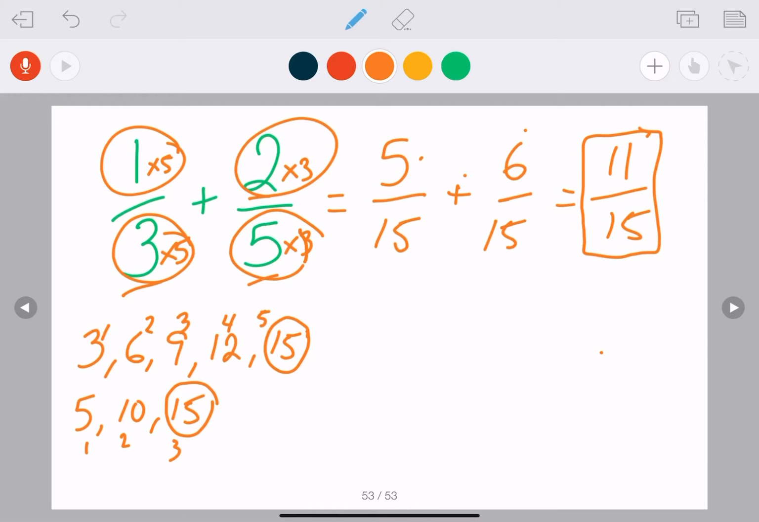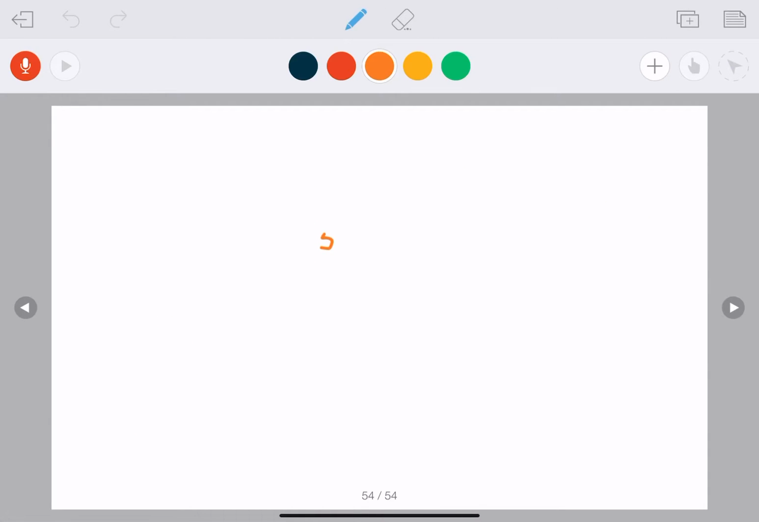So let's take a look at another one. So we're going to do 3 over 4 plus 1 out of 8. Okay, so we take a look. I'm going to skip count my 4s: 4, 8, 12. I notice already that we're going to have a common denominator here of 8. So what that means is I'm only going to have to change my first fraction. I don't actually have to change the second one.